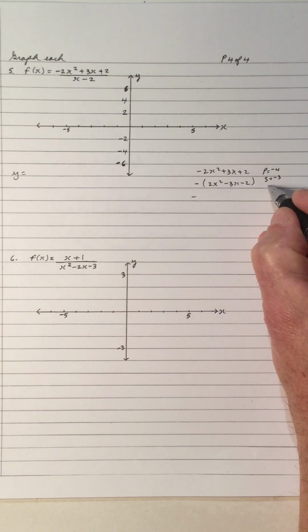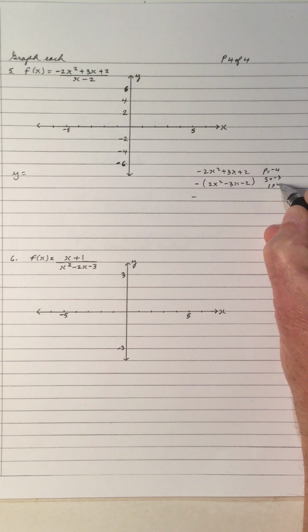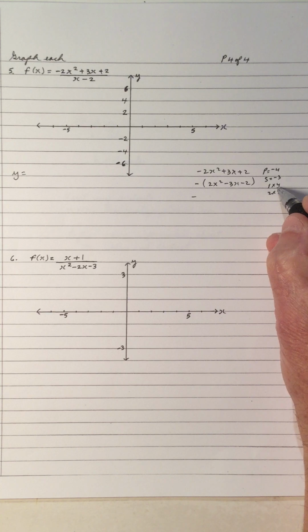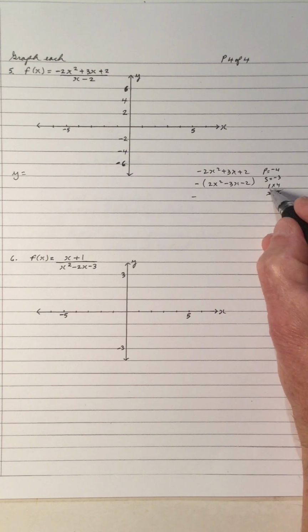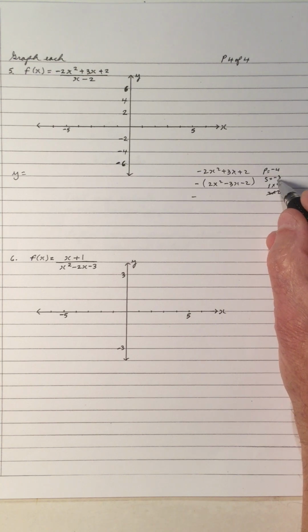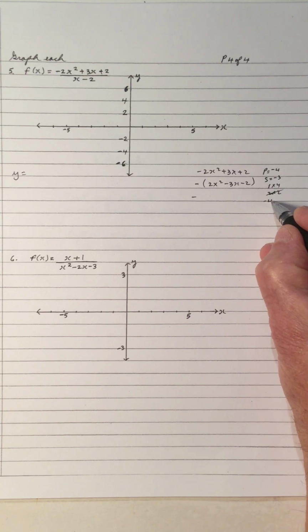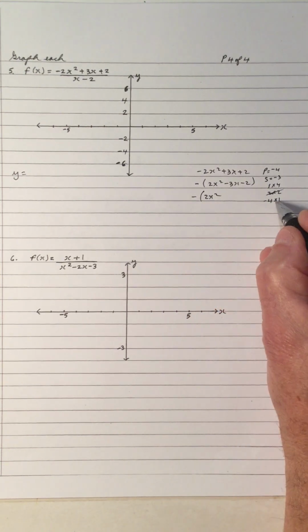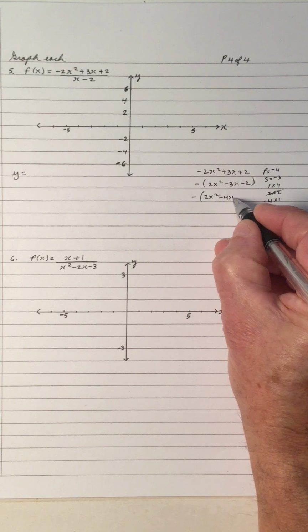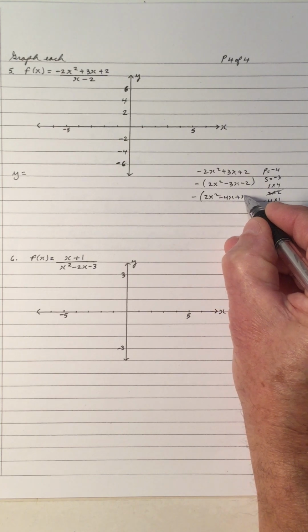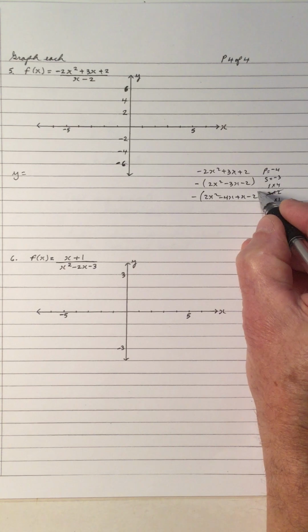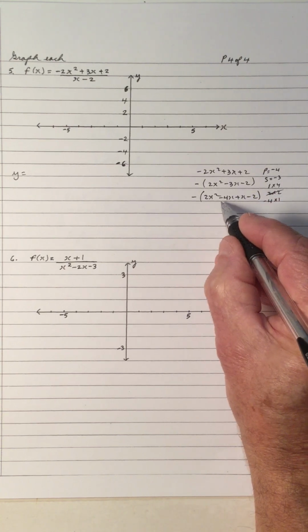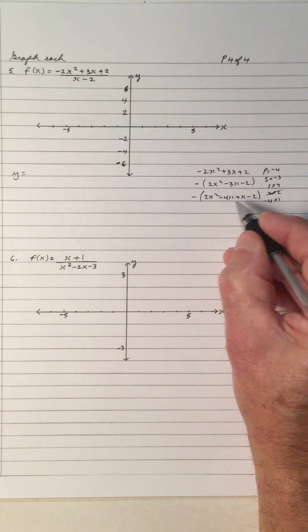So what are the factors of 4? It's 1 times 4 or 2 times 2. Which pair of factors will give me a 3? These won't, so it's got to be 1 and 4. But the product is negative and the sum is negative, so it has to be negative 4 times 1. So we put negative 4 with an x, and 1 with an x. So I changed negative 3x to negative 4x plus 1x.